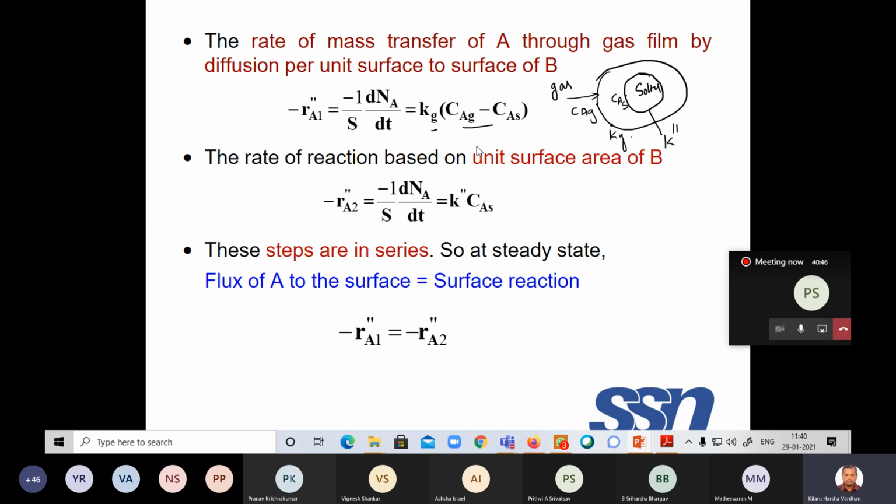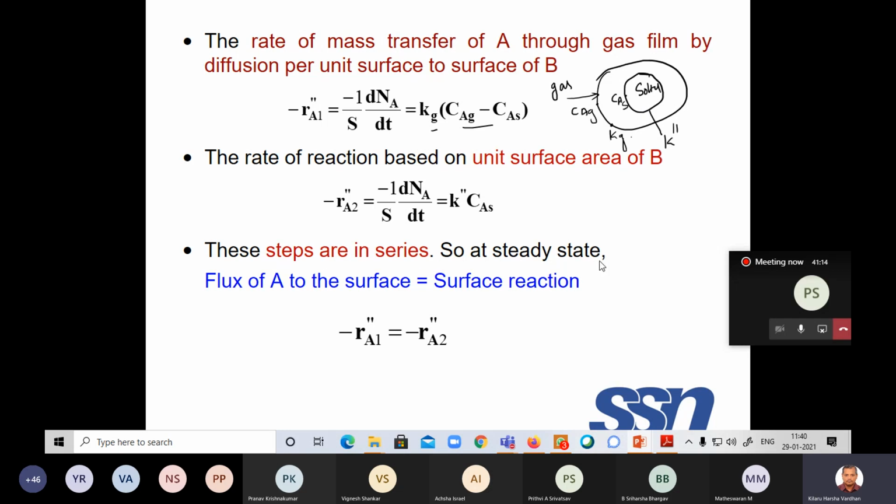Now these 2 steps are in series because how much gas is penetrated, that much of the gas is only reacted on the surface. The gas which is not penetrated through the gas film will not react here because the gas is not at all on the surface. How much gas is on the surface, that much of the gas is only reacted. So you make that into a picture.